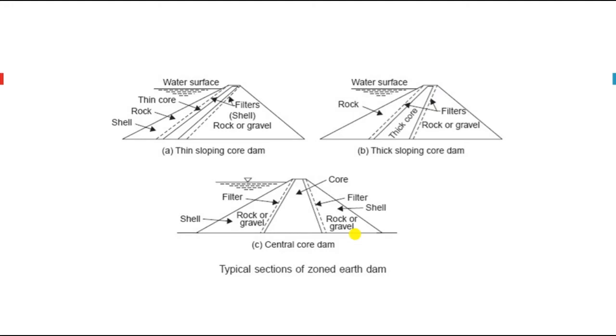The sloping core dam is also constructed in the same way, with a thin core, rock shell, and the filters. Filter means only a layer of rock placed on the face of the upstream side, so the erosion cannot take place in the whole embankment.